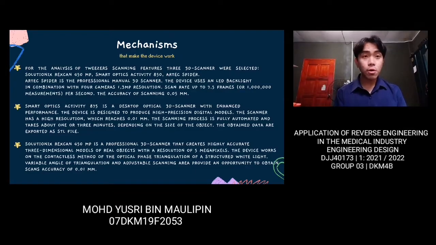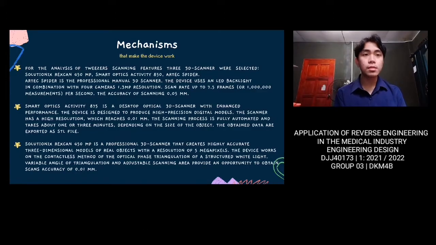The next, RegScan 450 megapixel, is a professional 3D scanner that creates highly accurate 3-dimensional models of real objects with a resolution of 5 megapixels. The device works on the contactless method of optical triangulation of structured white light. Variable angle of triangulation and adjustable scanning area provide an opportunity to obtain scans with accuracy of 0.01 millimeter.